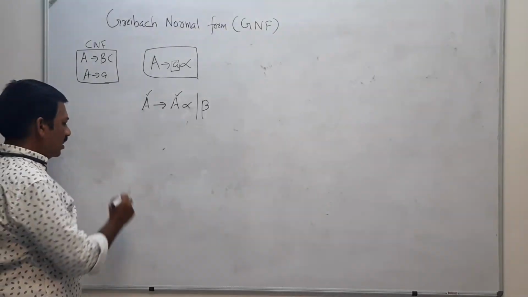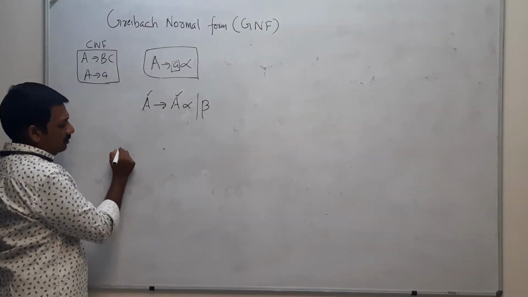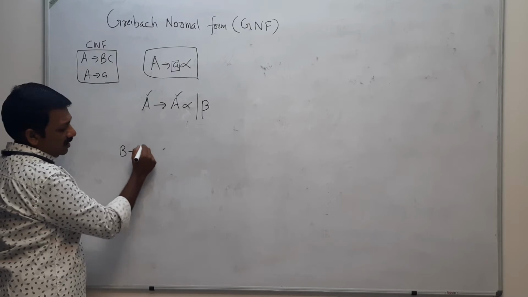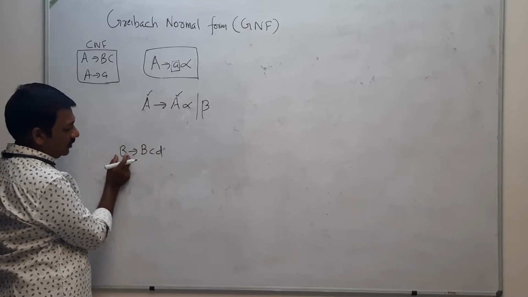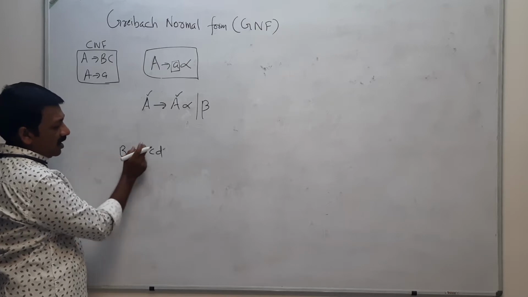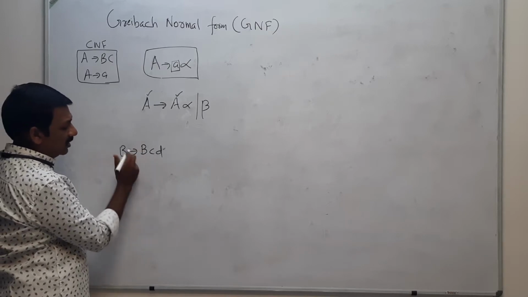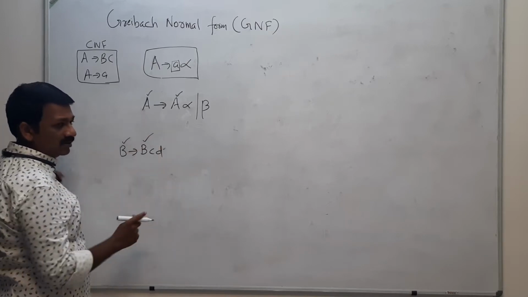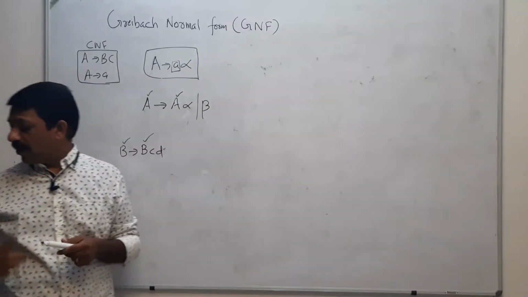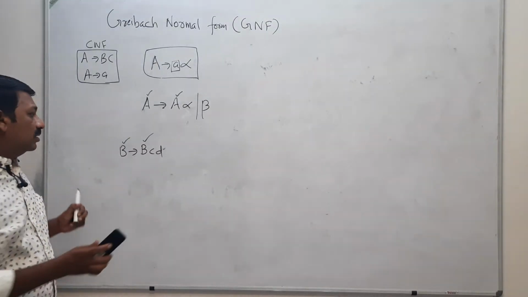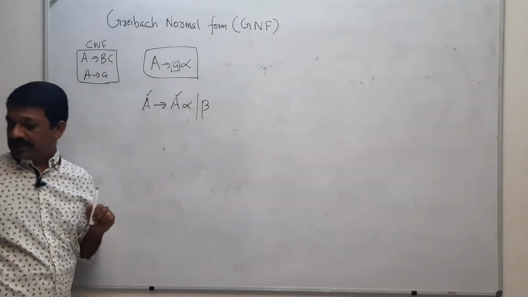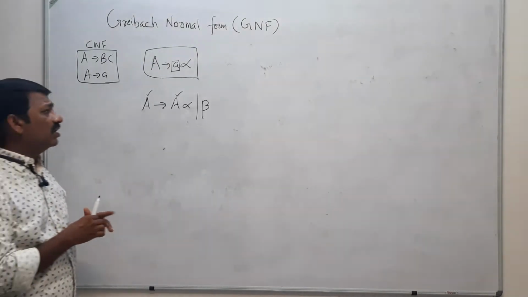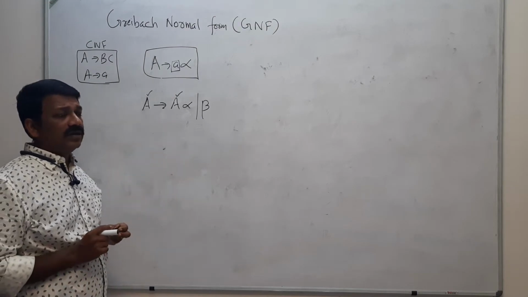Okay. For example, I am going to have say B derives BCD. Here the left hand side of this production is B and the first symbol on the right hand side is also the same variable. If you have a production like this, then we call it left recursion. This is called left recursion.